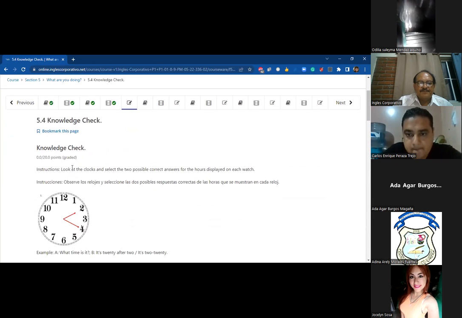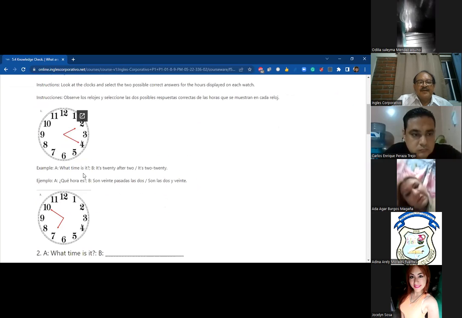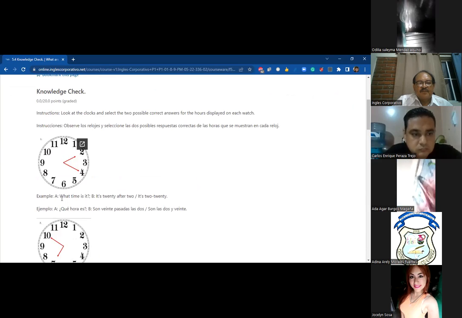Okay, so then we have, look at the clocks and select the two possible correct answers for the hours displayed on each watch. Okay, so we have, for example, in the first one, it's what time is it? It is 20 after 2. Okay, or it's 2:20. Okay, ese es el ejemplo, right? It's 20 after. Ese dice primero los minutos, 20, el after después de las 2.